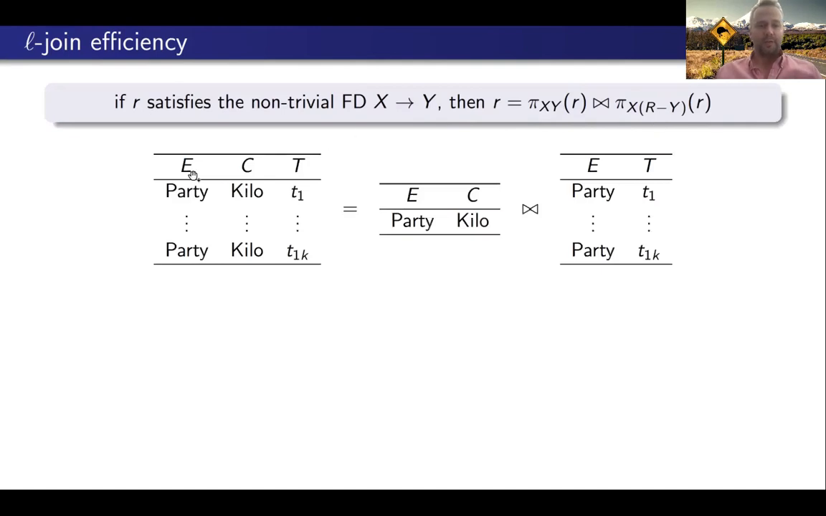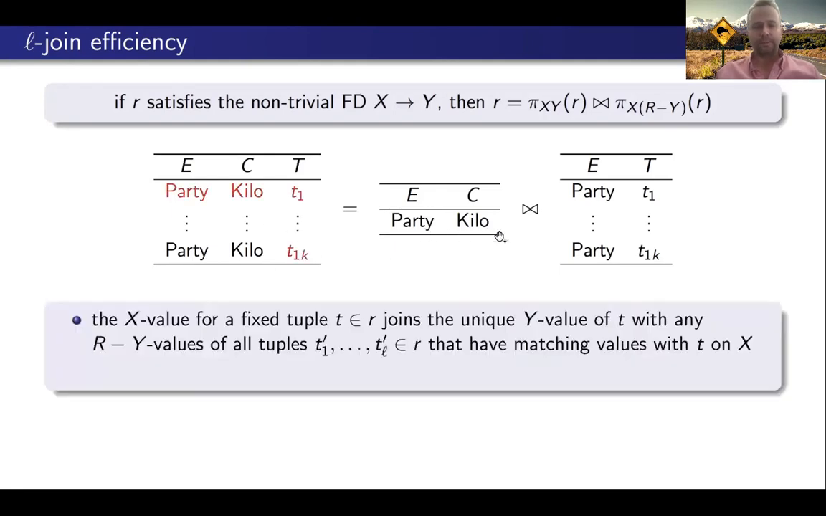So here, if we have the FD that E implies C, we can losslessly join these, obviously eliminating the redundancy on kilo in here. And then we can see here that kilo can actually join with 1k different values over times via the attribute party. And this is exemplified and materialized in this join in here. And then we call this number of occurrences L equals 1k in this example.